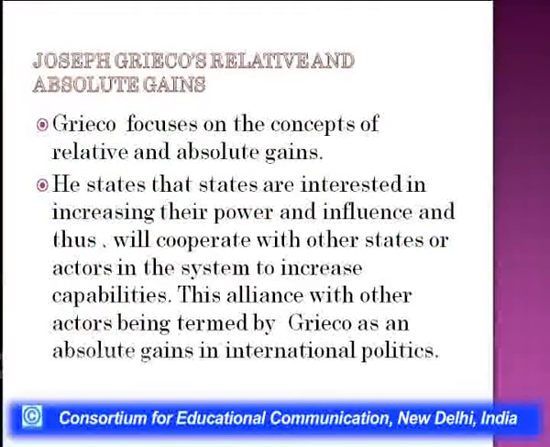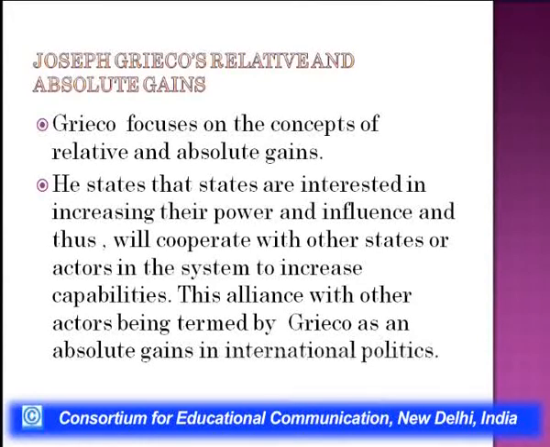Here, we are going to focus on what Joseph Grieco tried to say about Neo Realism. He focused on the concept of relative and absolute gains. Whenever he discussed Neo Realism, he said every state is concerned about both things, relative and absolute gains. States are interested in increasing their power and influence, and thus will cooperate with other states or actors in the system to increase capabilities. This aligns with what Grieco termed an absolute gain in international politics.